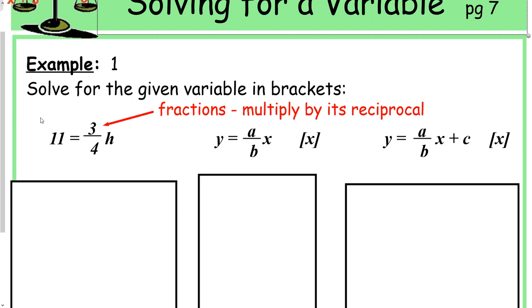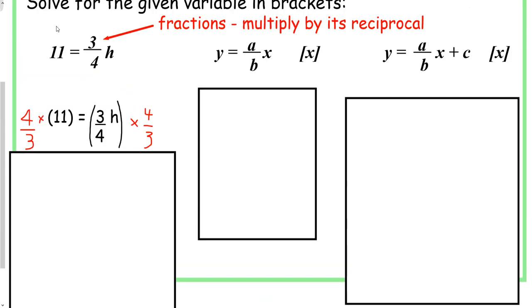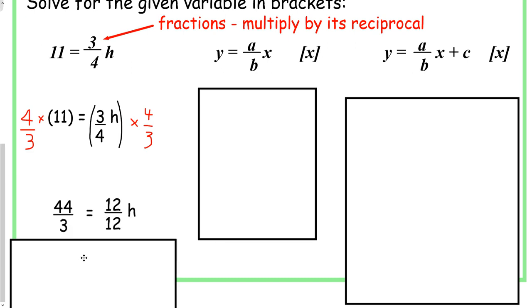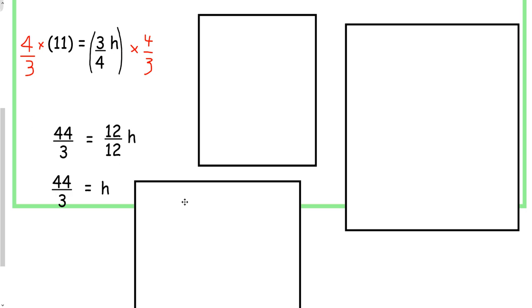So I'm going to take both sides and multiply them by 4 over 3. Okay, so you can see I wrote brackets around each of my terms. Okay, and then I multiply this by 4 over 3 and this by 4 over 3. Okay, that's the reciprocal of 3 over 4. So 4 times 11 is 44 over 3 on this side. And then on the right hand side we have 3 times 4 is 12 and 4 times 3 is 12. And these will reduce to just 1h. So h is equal to 44 over 3.